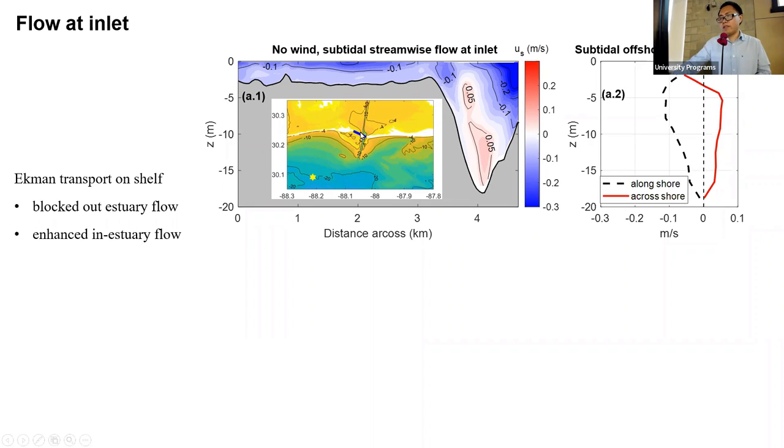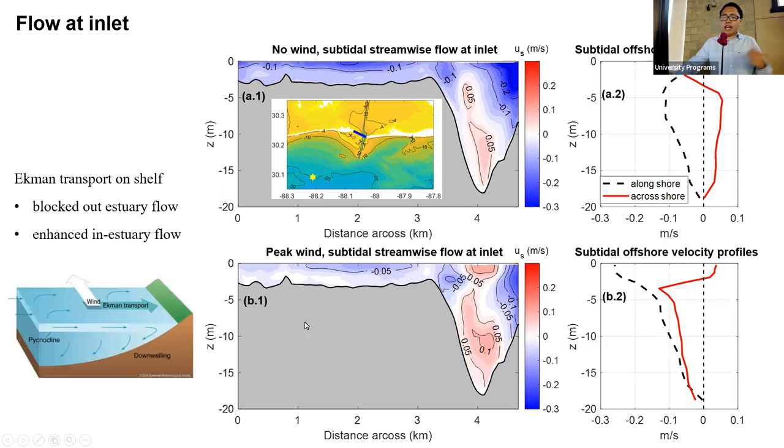So to confirm that, we compare the flow patterns at the mouth with and without wind. This pattern here is without wind. The red is the flow going into the bay through the mouth, and the other color is flow coming out of the bay. So we can see in the shallower part of the inlet, it's always coming out, and also in the upper column we have outflow, but we have inflow right in the bottom, in the deeper part.